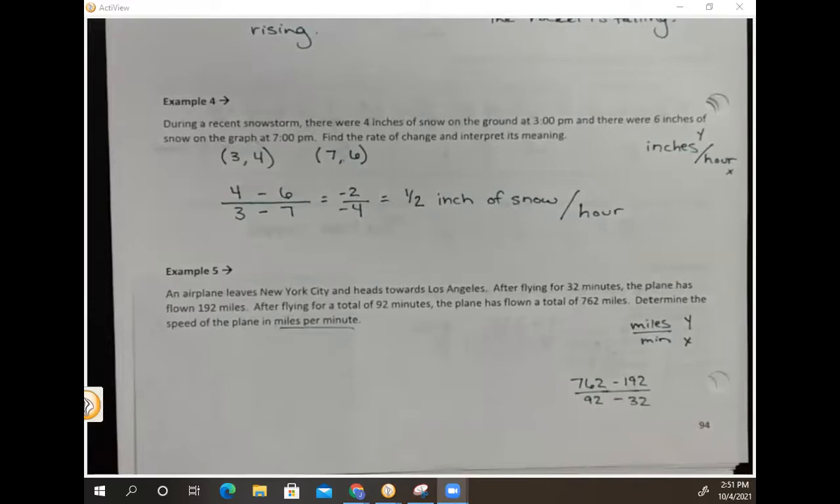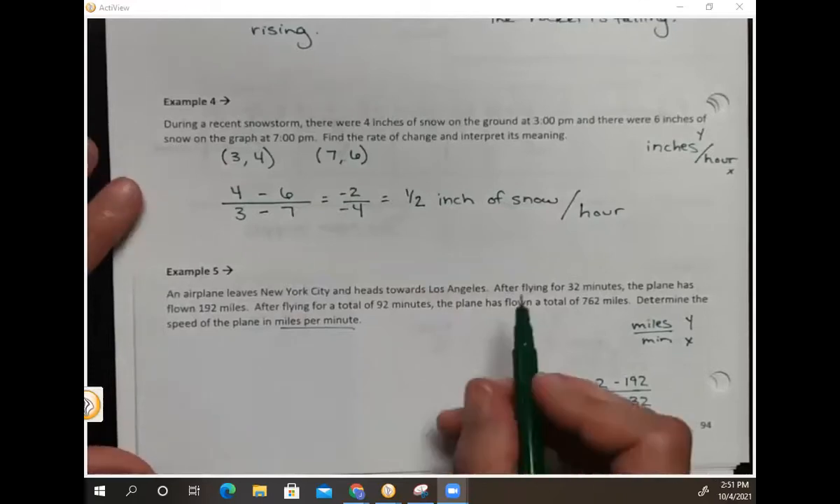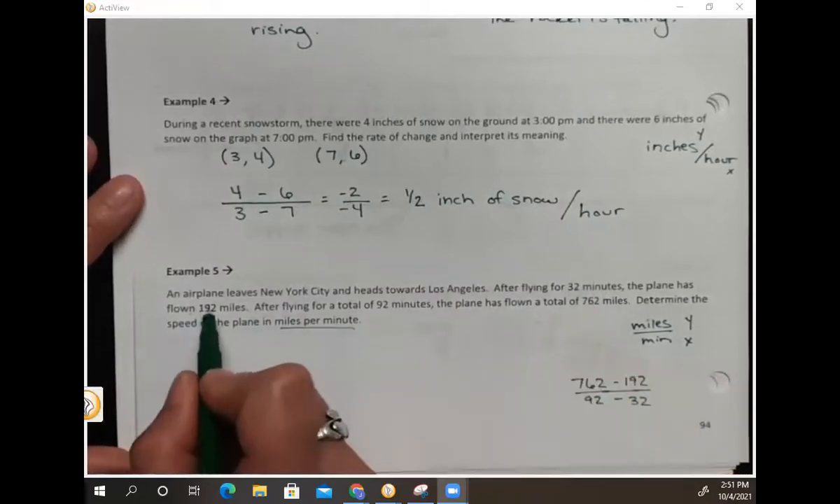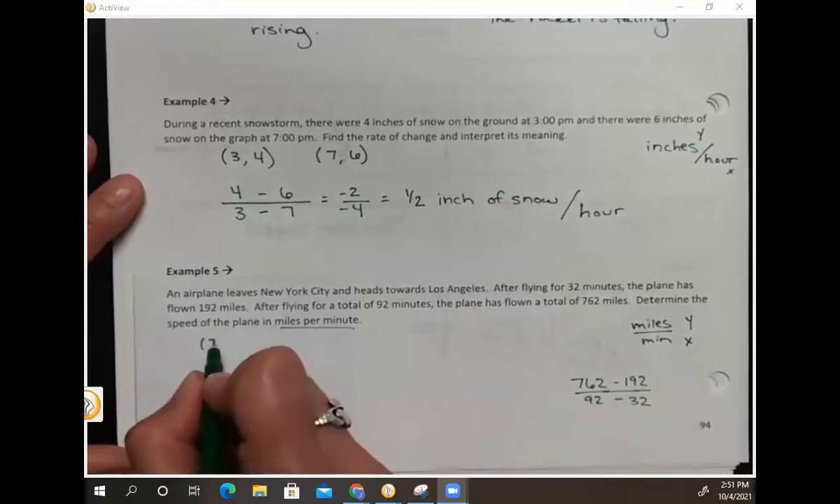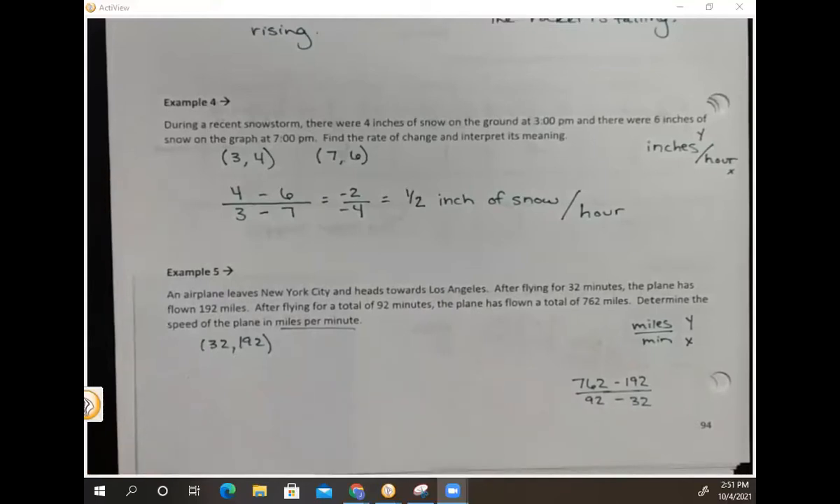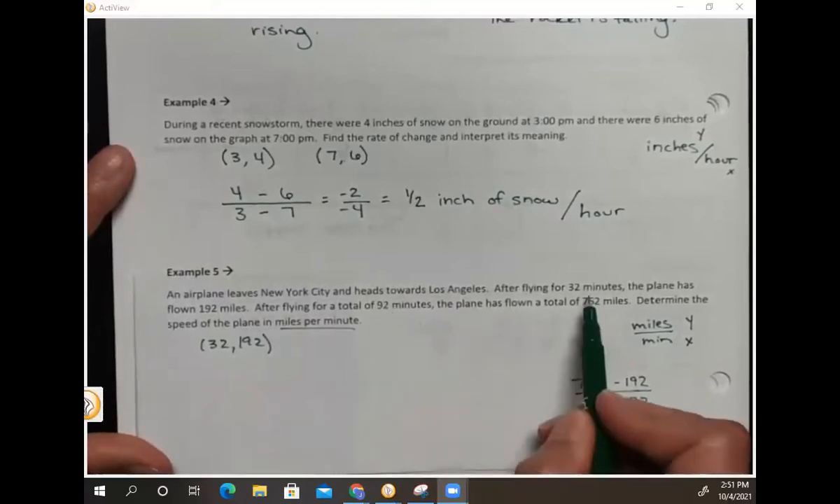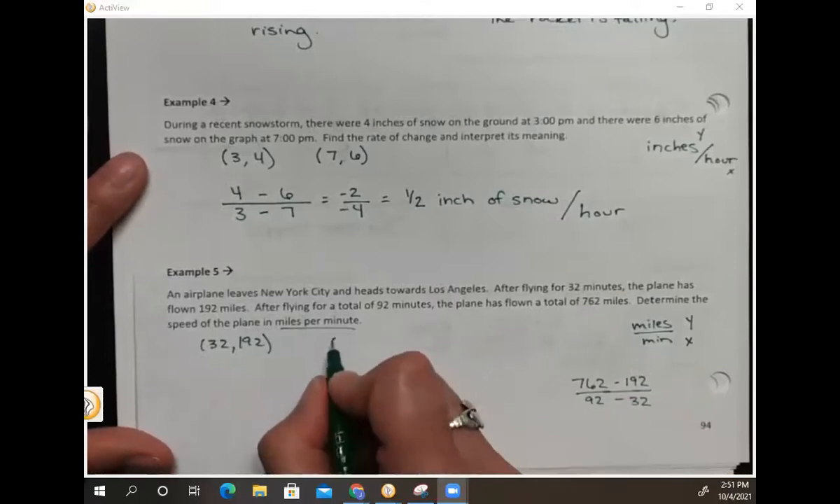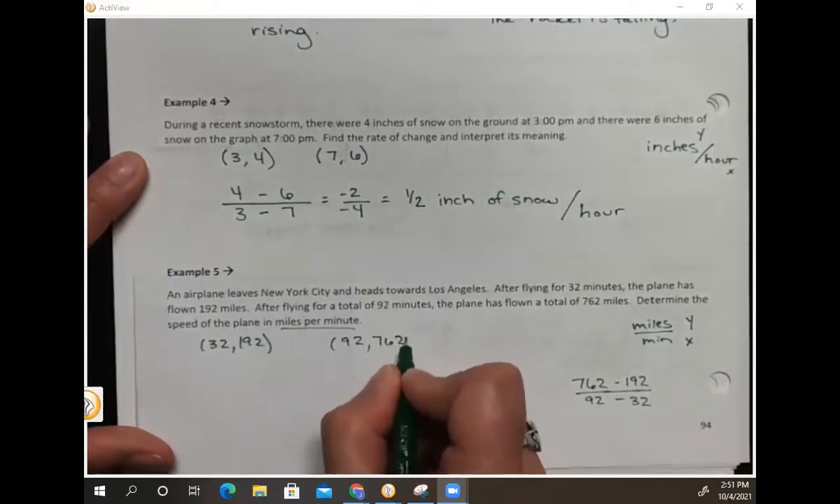Yes, exactly right. Okay. So what I'm going to do is write our paired pieces of information in ordered pairs again, just like I did up here. That is helpful to me because then I make sure I match the right things up. So that's why I do that. So I know 32 minutes, I want 192 miles. My minutes, I want to be the X, so 32, 192. And then the other matched pieces of information I have are 92 minutes and 762 miles. So that would be 92, 762.